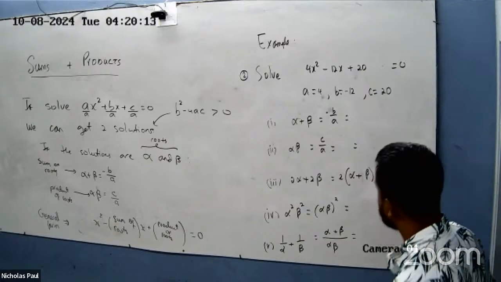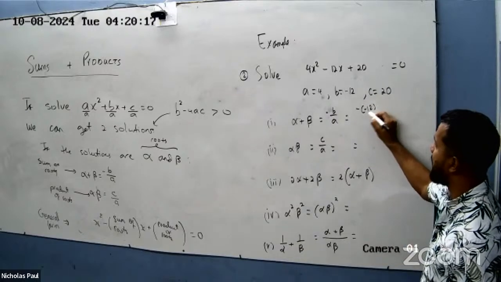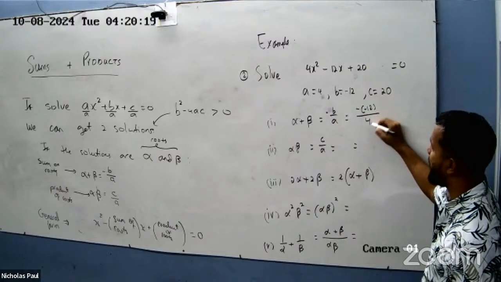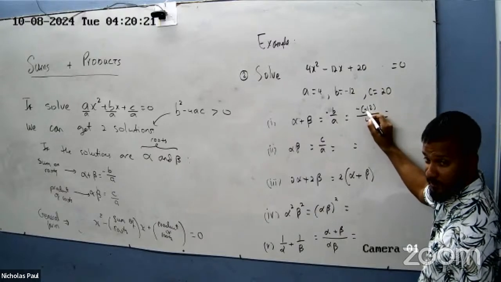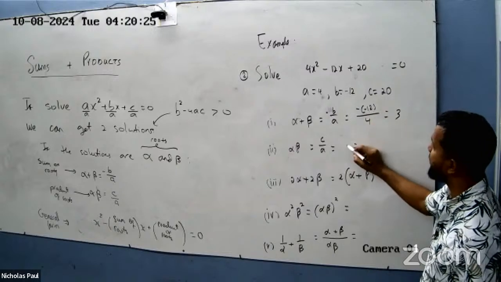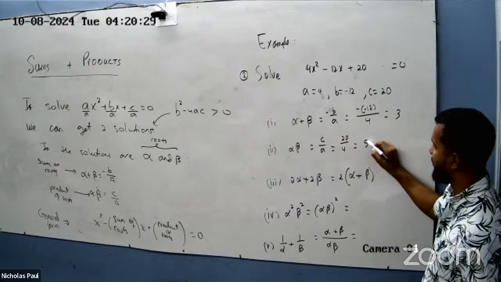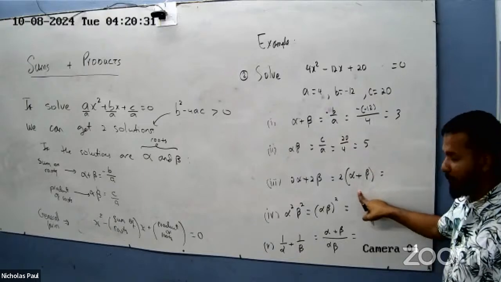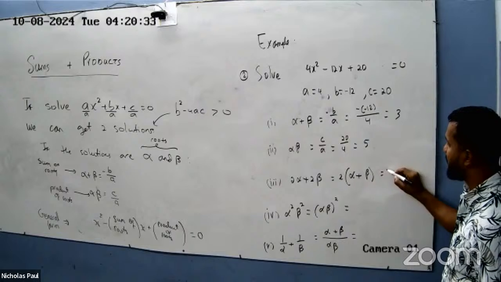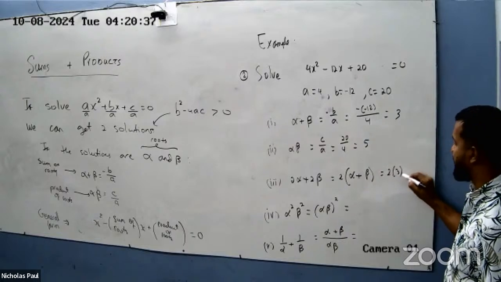All right. What do you have here? Minus 12 over 4. There's a plus, so it's plus 12 over 4, which is 3. Here, what? 20 over 4, which is 5. What do you have here? 2 by 3, which is 6.